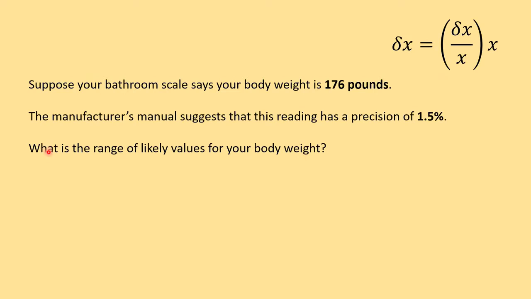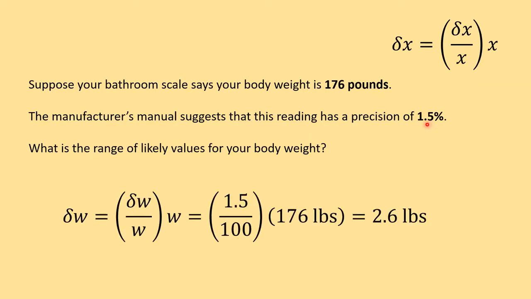You may not be exactly 176 pounds, right? Just because the scale said it, it could be off by a couple pounds. Now, are you going to be 250 pounds and the scale says 176? That would be a horrible precision. That would be a useless scale. So let's see what the numbers come out to be with this reasonable relative uncertainty of 1.5%.